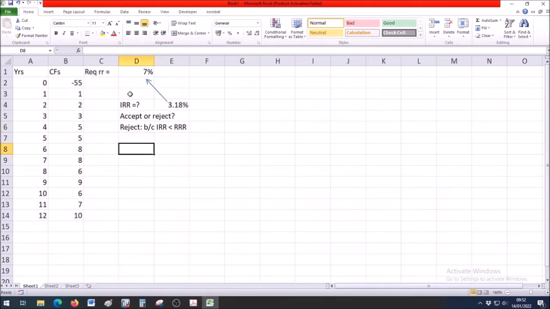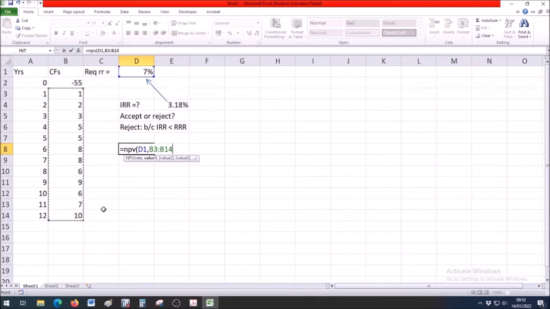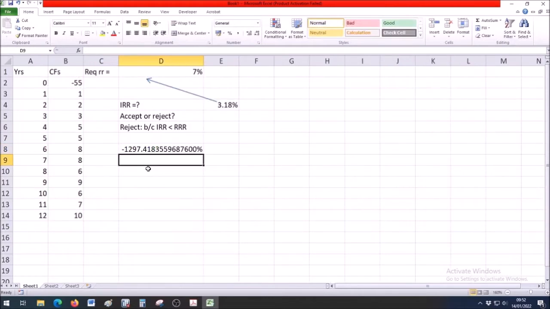So we got that. Now let's try to calculate NPV, just to see whether these two criteria will tell us the same thing about the project, whether we accept it or reject it. So equals NPV, open the brackets, very easy. The rate, comma, values starting from the first cash flow, not the zeros cash flow. So that's something that is easy to forget, actually. And another thing that's easy to forget is to add the original cost by hand.